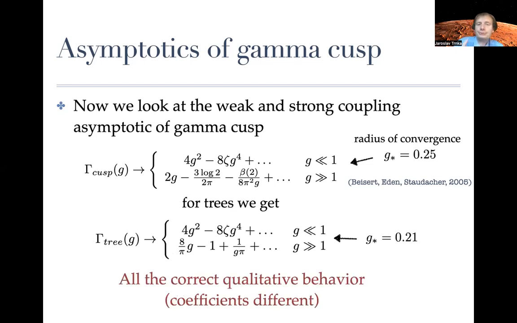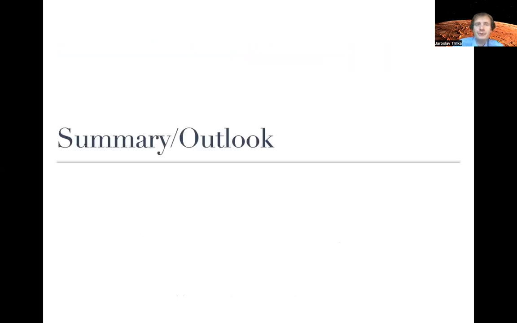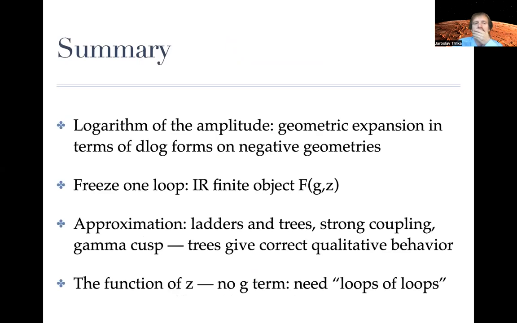Now for the tree, we get a 1/g expansion. Again, we are getting different numbers because we are missing these graphs with loops, these loops of loops, but there is a 1/g expansion at strong coupling. So qualitatively, it captures the behavior well. Okay, and there is some comparison at low coupling. So let me conclude here.